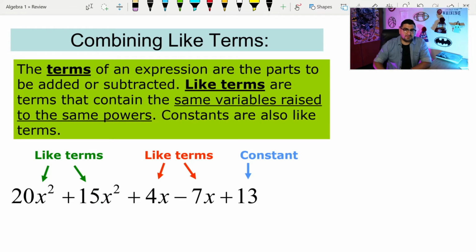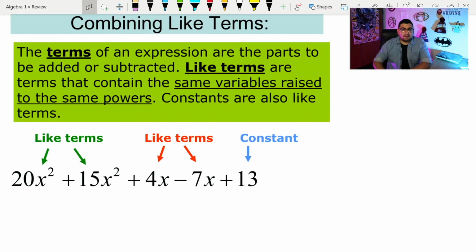Now today what we're going to be focusing on is how to combine like terms. We like to combine them in order to simplify our expression and make it easier to work with. Typically, the way we add or combine like terms is by combining the coefficients. The coefficients are the numbers that are in front of our like terms. So for example, in these first two, 20x squared and plus 15x squared, the coefficients are 20 and a positive 15.